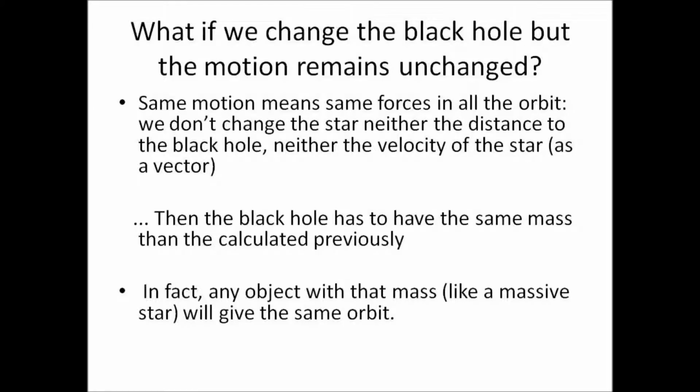What if we change the black hole but the motion remains unchanged? Same motion means same forces in all the orbit. We don't change the star, neither the distance to the black hole, neither the velocity of the star as a vector. Then the black hole has to have the same mass that we calculated previously. In fact, any object with that mass, like a massive star, will give the same orbit.